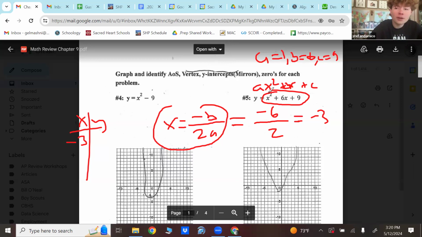Wait, so you want me to find 2 points, right? When you plug in -3, what do you get for y? 0. Okay, good. So you have this point right here. Then what other points do you want to plug in for x? Values close to -3, like -4 and -2. Okay.